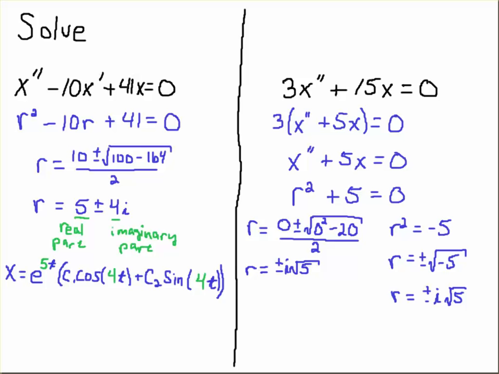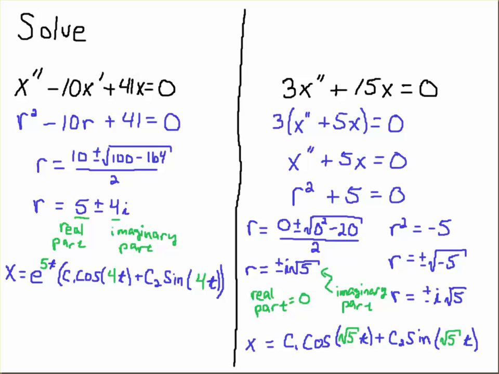The next step then is, now that you have your roots, they're imaginary. In the previous case, the real part was 5. In this case, the real part is 0. So e to the 0t in this case is just going to be 1. So we won't have an exponential term in this solution. The imaginary part is i square root of 5. So we're going to take that square root of 5, and we're going to plug that into our sines and cosines. So the e to the 0t, that's a 1 sitting out here in front.